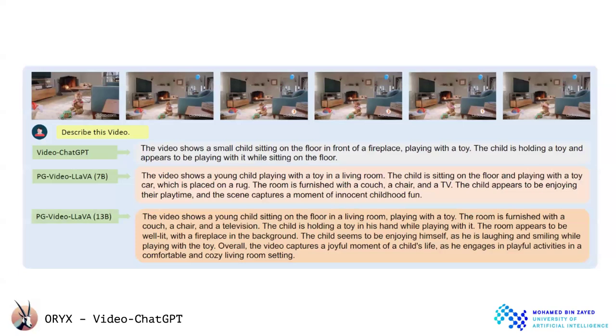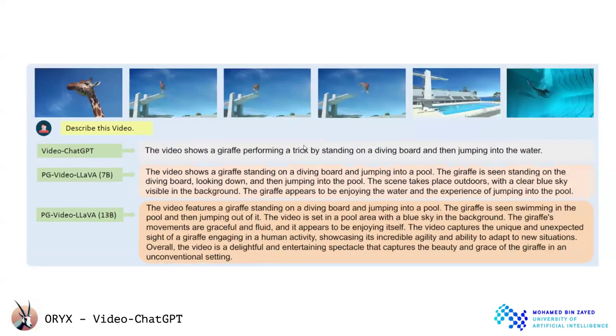So these are the examples here, and they compare Video ChatGPT and PG Video LLaVA describing this video. Video ChatGPT can say this, but PG Video LLaVA has more information. Of course, it depends: this is 7 billion, this is 13 billion, so much more powerful, and it's much more detailed compared to this one. And same way here, they can compare with these models. But this answer is pretty short, while this one is more detailed.